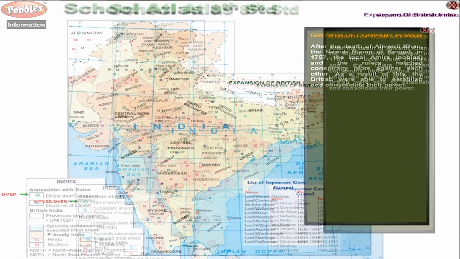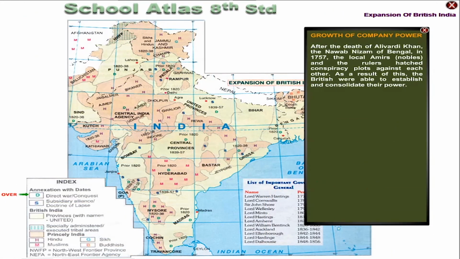Growth of company power. After the death of Alwardi Khan, the Nawab Nizam of Bengal in 1757, the local amirs, nobles and the rulers hatched conspiracy plots against each other. As a result of this, the British were able to establish and consolidate their power.